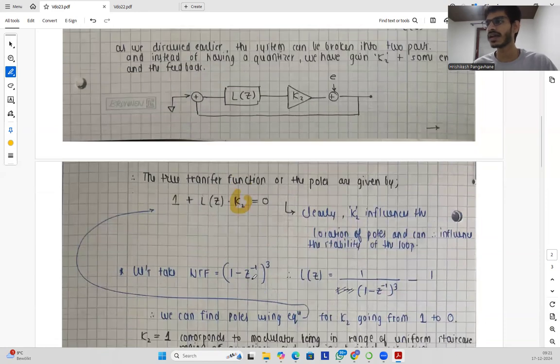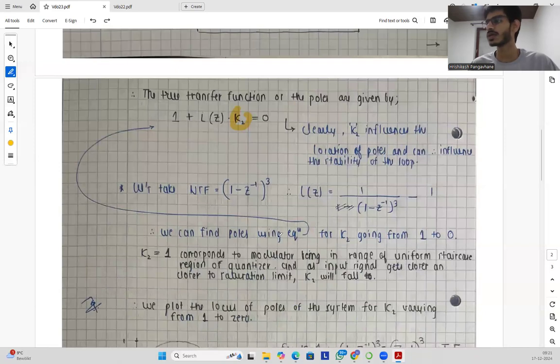So let's take an NTF of higher order, where the main motivation of going to higher order is for better and better performance, right? Let's take order 3, so the NTF is (1 minus z inverse) to the power 3. Then L of Z comes out to be 1 upon NTF minus 1. As we have L of Z from this NTF, we can find the poles using this equation for K2 going from 1 to 0.